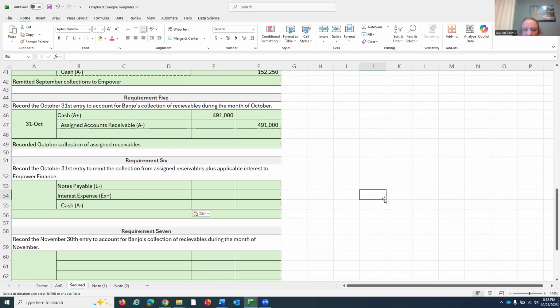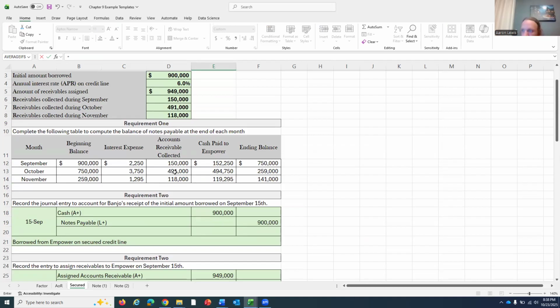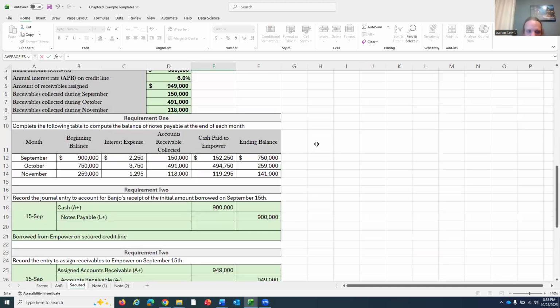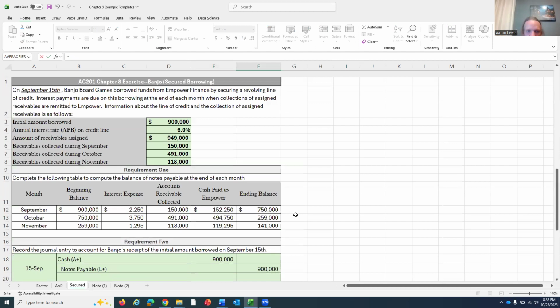You're going to have a debit to notes payable, a debit to interest expense, and a credit to cash. And you can take those numbers right from the table up on top. Notes payable gets debited for the amount of receivables being collected, which was 491,000. Interest expense gets debited for the amount of interest expense you're getting hit with for that month. So October, it's 3,750. And your cash gets credited for the total amount of cash in your table that you said that you were going to pay.